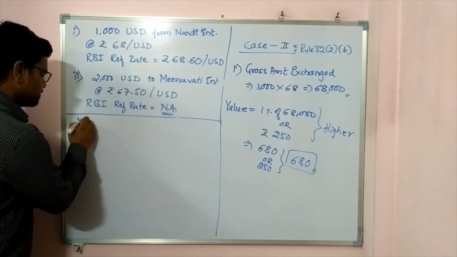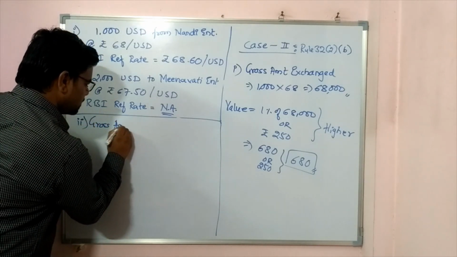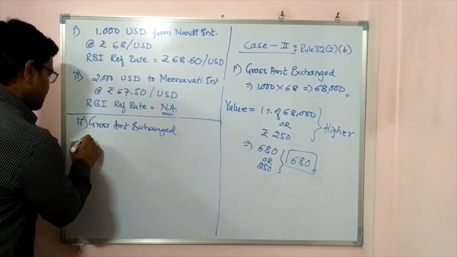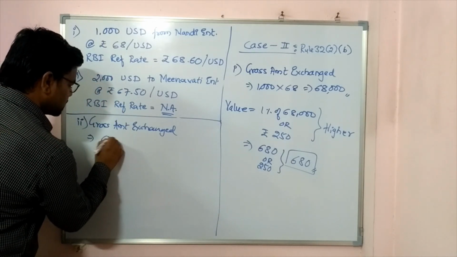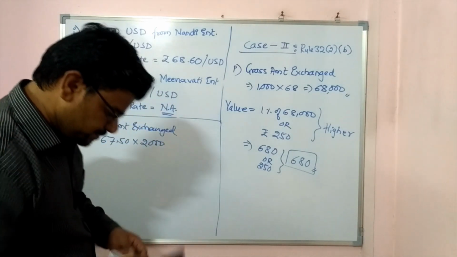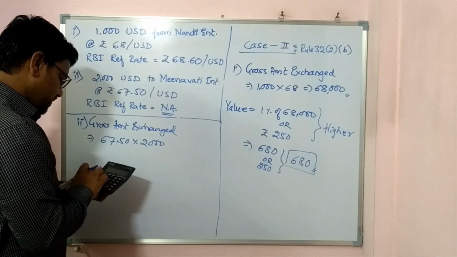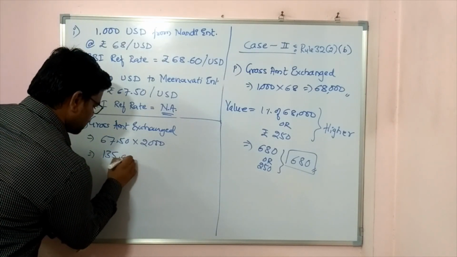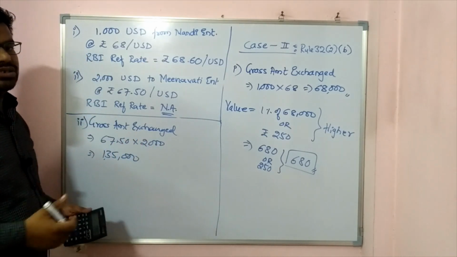Now second point. Again I have to consider gross amount exchanged. Here 2000 US dollars are converted into 67.50, right? I will use calculator. 2000 into 67.50, that is 1,35,000. Now I have to see, is it more than 1 lakh? Yes, it is more than 1 lakh.